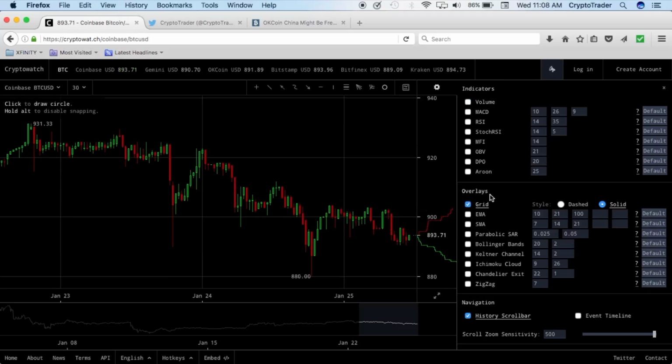And then we have the overlay, which goes on top of the charts. You can do the exponential moving average, and then you can customize those to the days that you want to look at: 10 days, 21 days, 100 days. And then you can do the simple moving average, and I've listed the 7-day, 14-day, and 21-day for me to look at, but we'll get rid of those because I'm not really interested in looking at those right now.